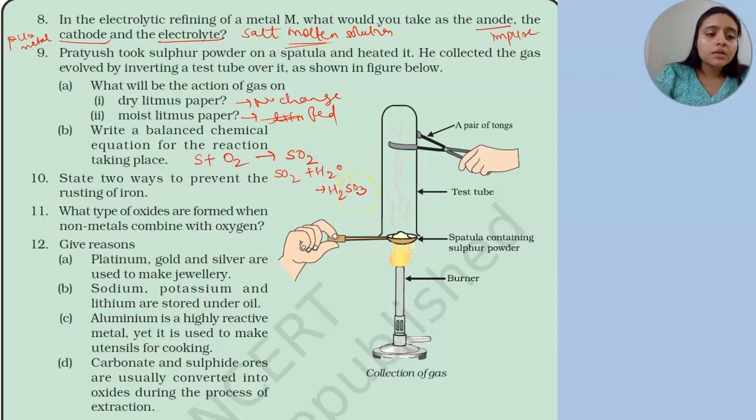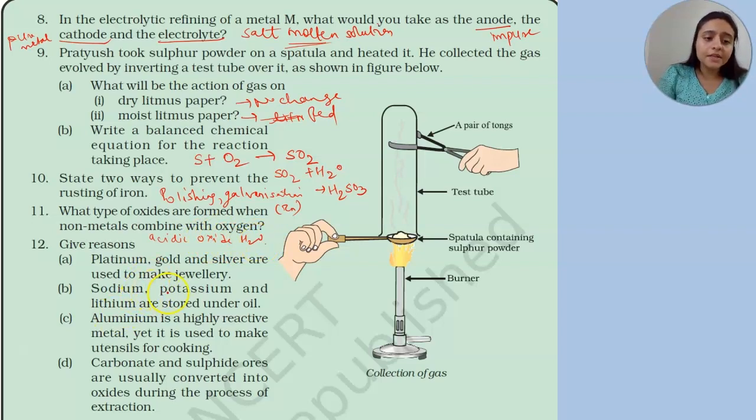State two ways to prevent the rusting of iron. First one is polishing, and the second one is galvanization, where you can coat the iron or the steel metal with zinc. Okay. What type of oxides form when non-metals combine with oxygen? Non-metals form acidic oxides and neutral oxides basically. Okay, neutral oxides, you know, the water one, when they react.